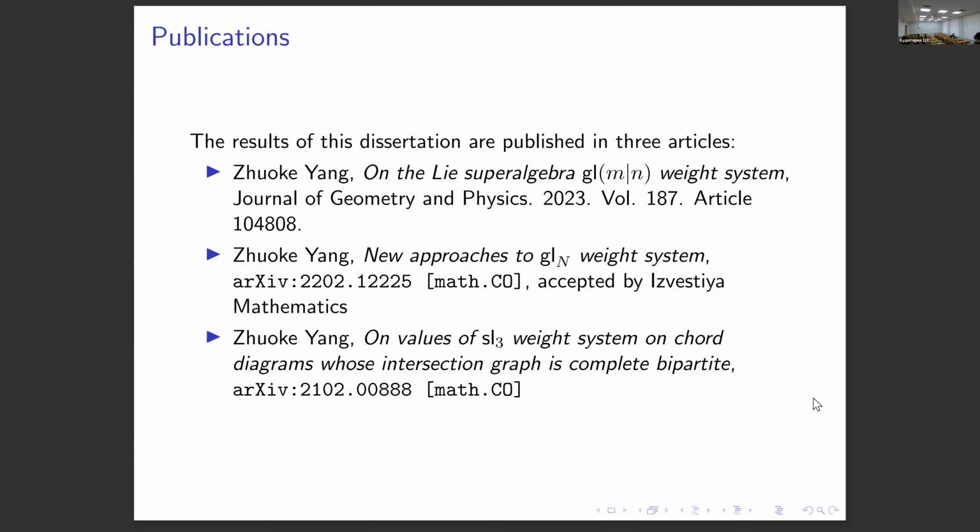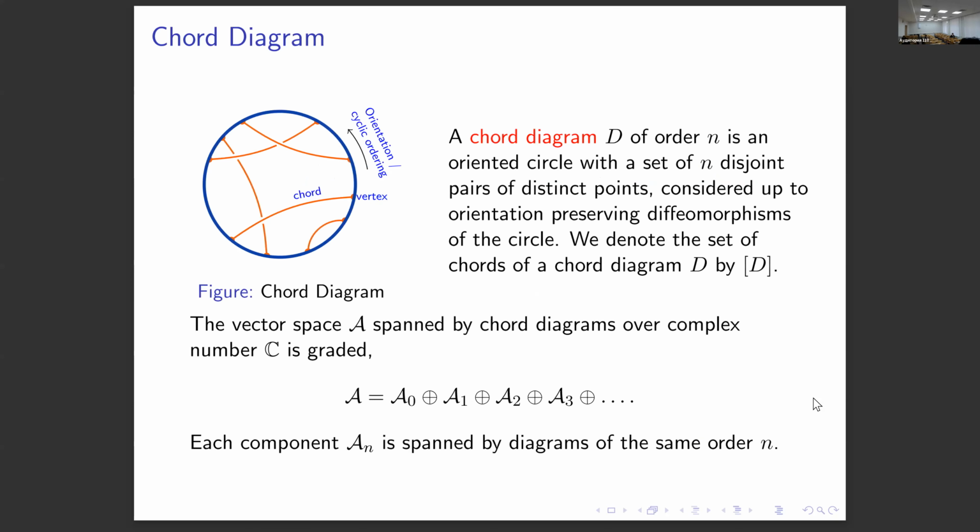This is results of publications. Next, we're going to talk about the chord diagrams and the weight systems. A chord diagram is a very simple combinatoric object. If you have a circle and several chords, each chord has 2 endpoints. I call it vertex, and there's an orientation on the circle. I'm going to draw a lot of different chord diagrams in the following. I always assume that the orientation, or direction, on the circle is anti-clockwise without special mention.